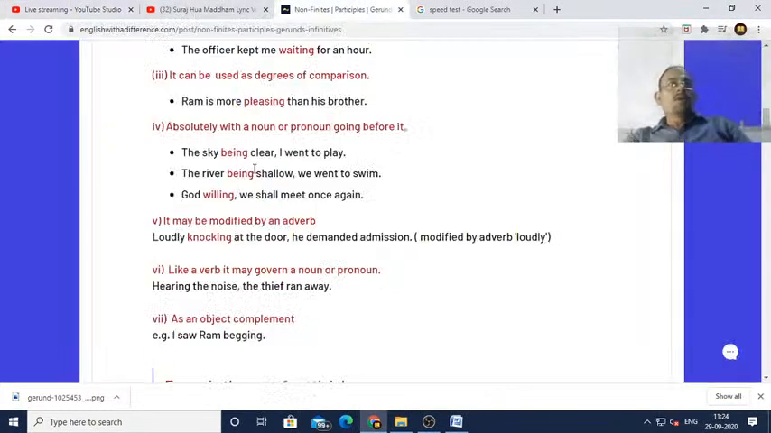So let's continue. The next use is absolutely, with a noun or pronoun going before it. It is used absolutely.